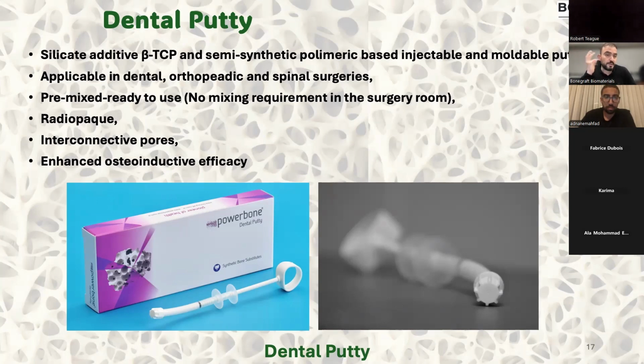It has radiopaque characteristics. It has interconnective pores and enhanced osteoinductive efficacy. It's not setting right away like some of the putty alternatives in the clinics. It allows the surgeon to manipulate and arrange the defect site adequately. Around 10 to 12 minutes it sets, and then the defect site can be closed.